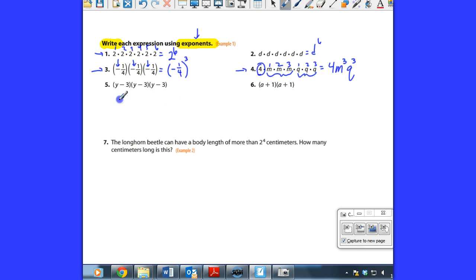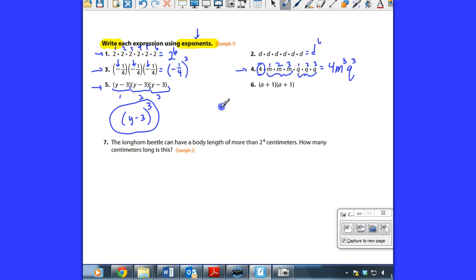Number 5, notice what's happening right here. We have y to the third in parentheses. We have 1, 2, 3 of them. Okay, so we have y to the third in parentheses. I'm sorry, y minus 3. I meant y minus 3, y minus 3, y minus 3 to the power of 1, 2, 3 right there. And that's how you would write that answer for number 5.